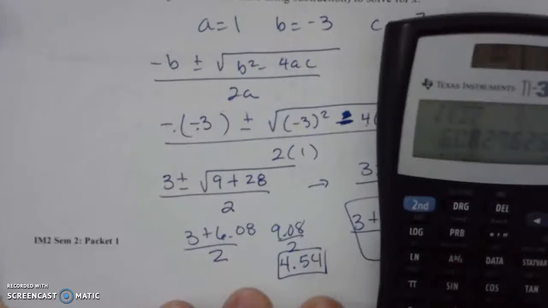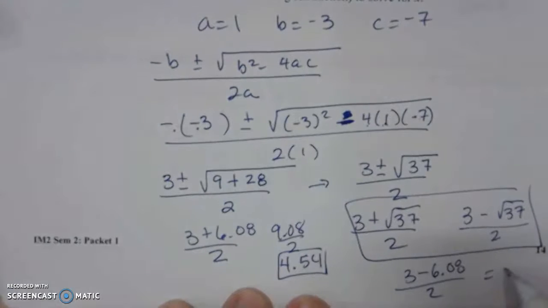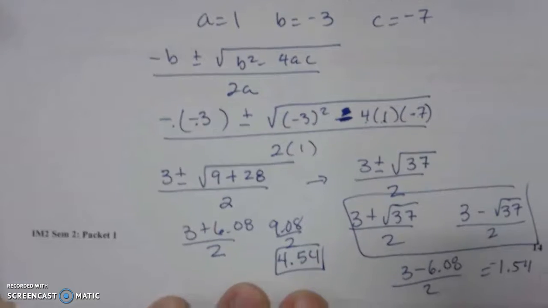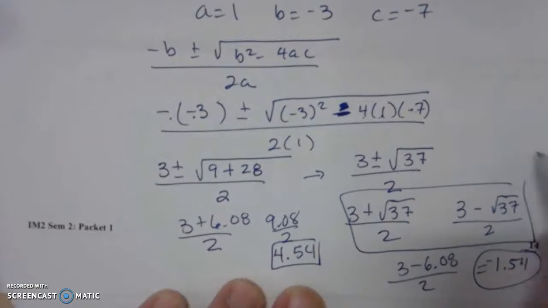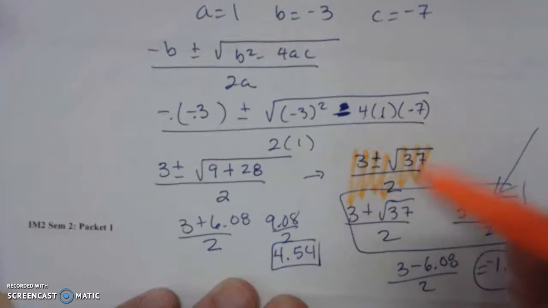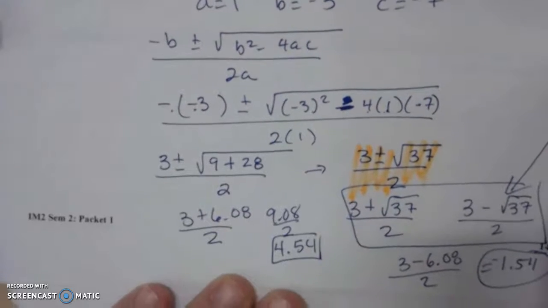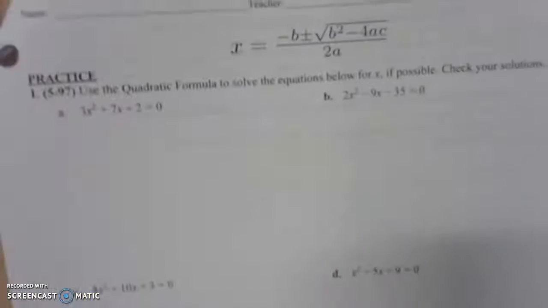That one I might need a little help. 3 minus 6.08 is negative 3.08 divided by 2, negative 1.54. So these are our 2 answers. If you can get it to this form, or actually if you can get it to this form right here, that is a great accomplishment for us. Okay. Let's look at the next page.